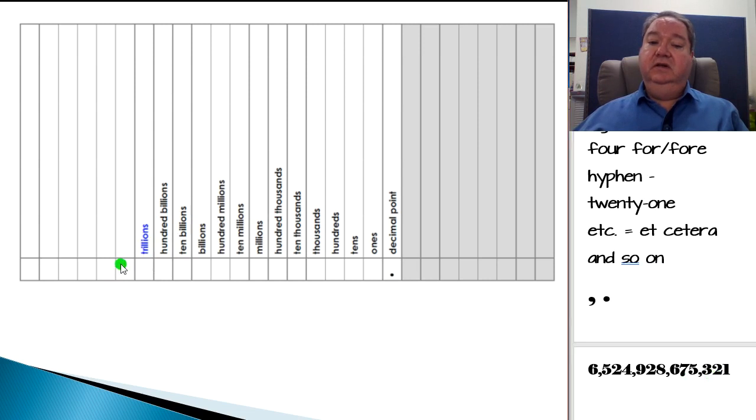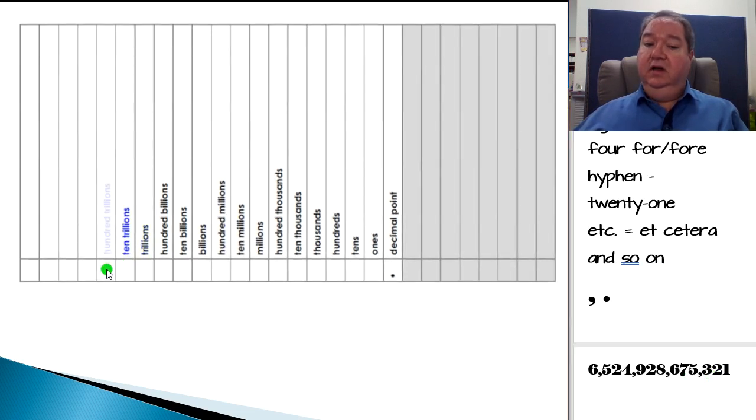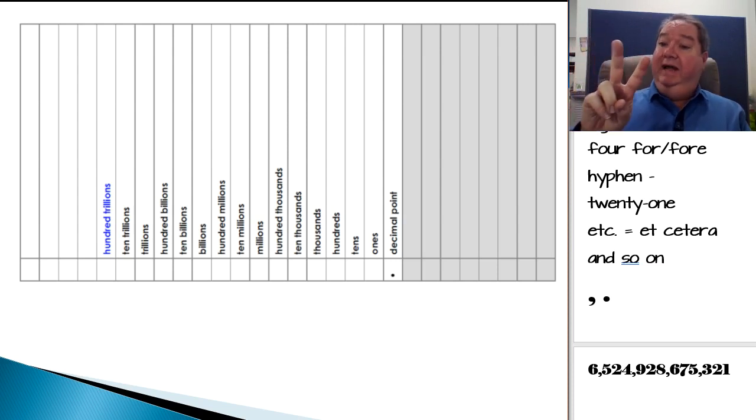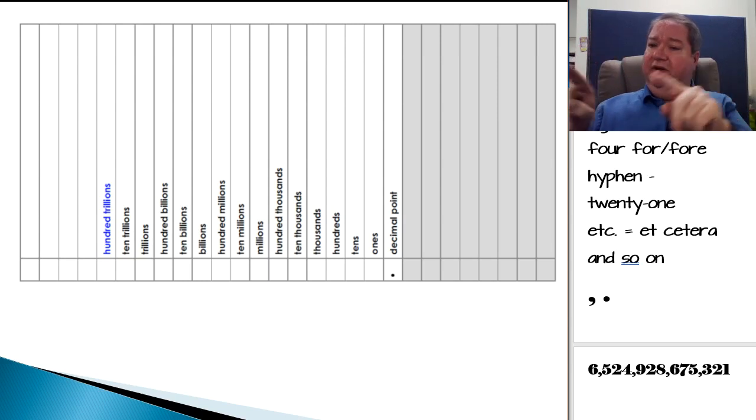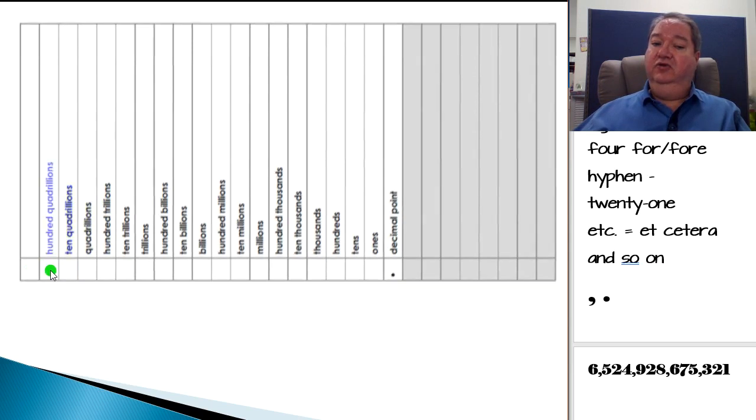Trillions, 10 trillions, 100 trillions. What's next? Billions means 2. Bi, like a bicycle. Trillion, tri, 3. What's next? A 4-sided figure. Quad. Okay? Quadrillions. Say that. Quadrillions. 10 quadrillions. 100 quadrillions.